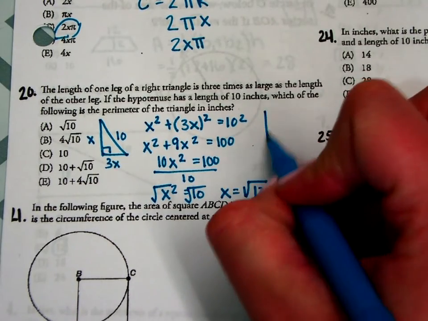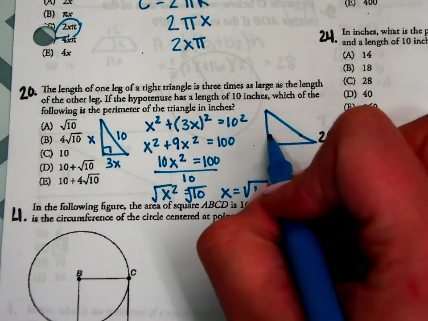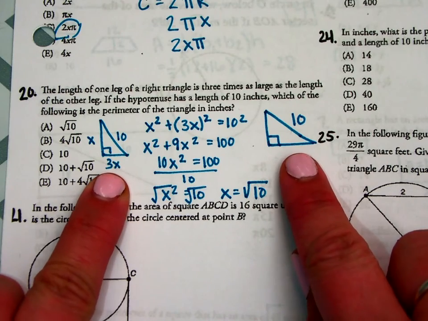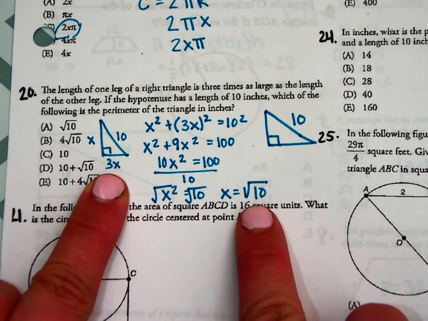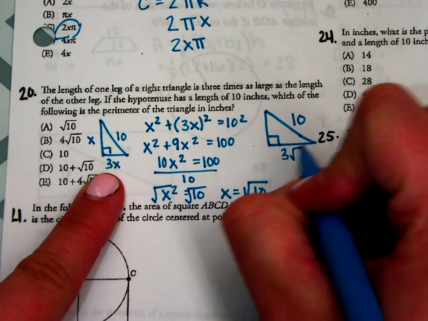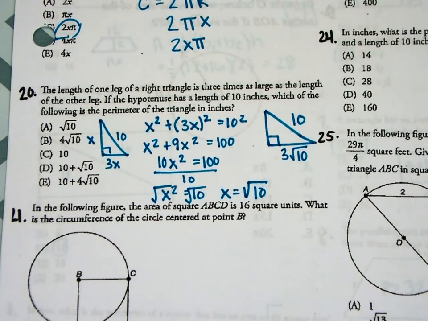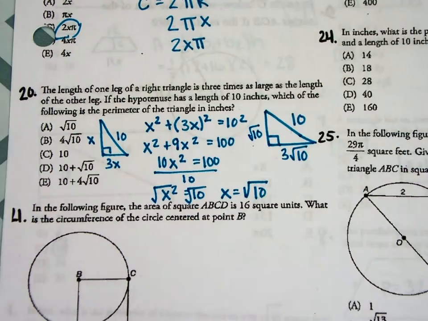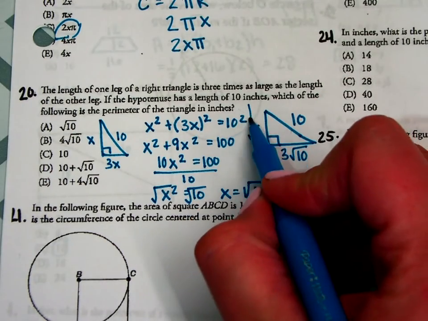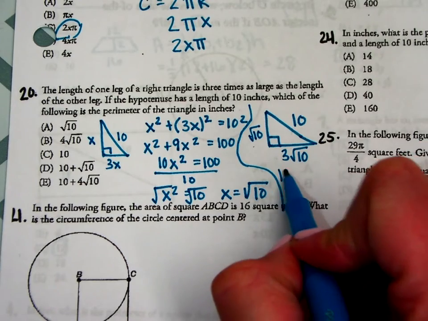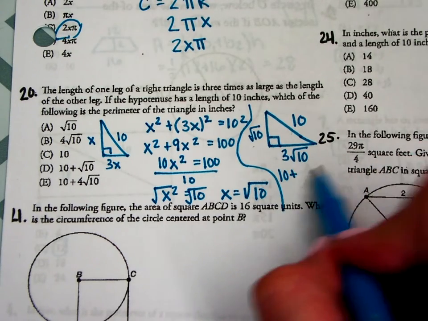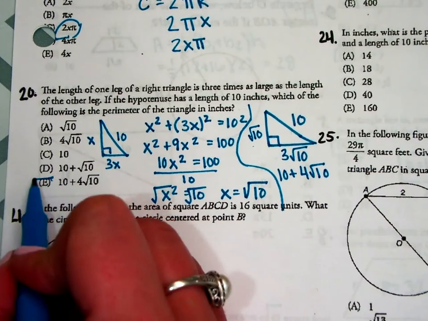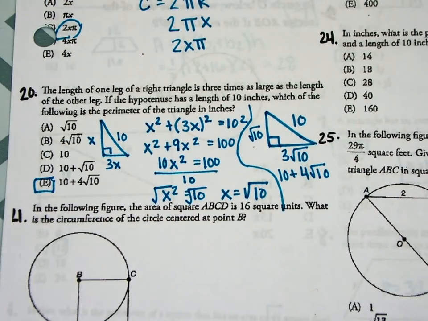Now I'm going to find the perimeter. So I have to go back to my triangle. I know that the hypotenuse is 10. This bottom measurement is 3 times x, and we just found x to be the square root of 10. So 3 times the square root of 10 is just 3 square root of 10. This distance here is x, so that means that this distance here is the square root of 10. So to find perimeter, we're just going to add all those pieces up. So 10 plus 3 square roots of 10 plus 1 square root of 10 is 4 square roots of 10. So the correct answer is E, 10 plus 4 square roots of 10.